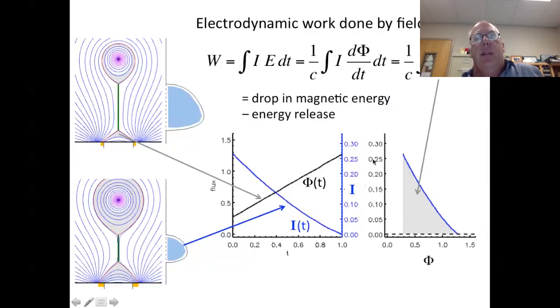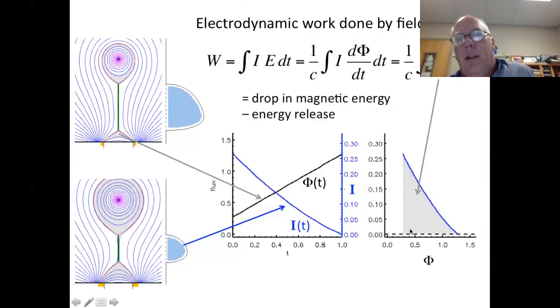And the important thing is the energy, the work done by the magnetic field. And we want to be very careful what we're talking about here. This is the work that the magnetic field is doing on everything else. And that is just found by time integrating the power, that is the current times the electric field, then using Faraday's law, and that turns into an integral of I d phi.